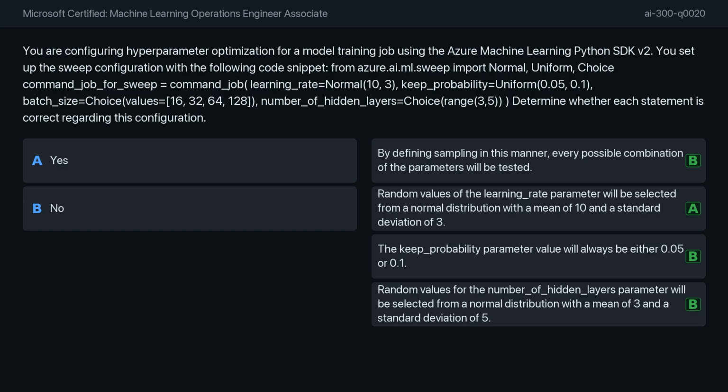Row 3 is false because choice range 3, 5 uses a discrete choice sweep over 3 and 4, not a normal distribution.